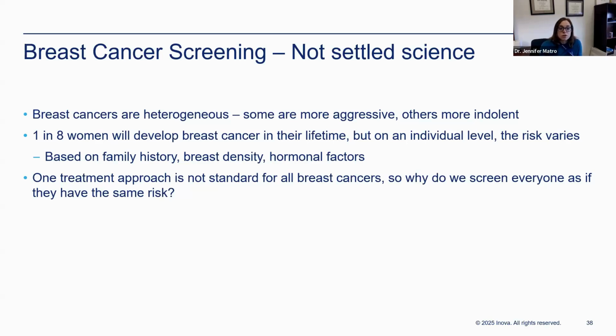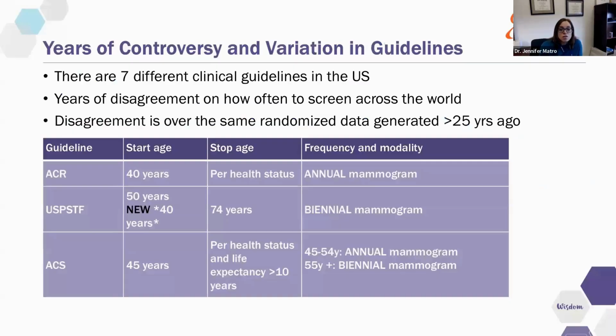So why do we screen everyone as if they have the same risk? That sort of laid the foundation for this clinical trial called the Wisdom Study. There have been years and years of controversy and changes in guidelines about how we should be screening, how old people should be when they start, how often, when should we stop. There's 7 different clinical guidelines out there. They're not all the same.